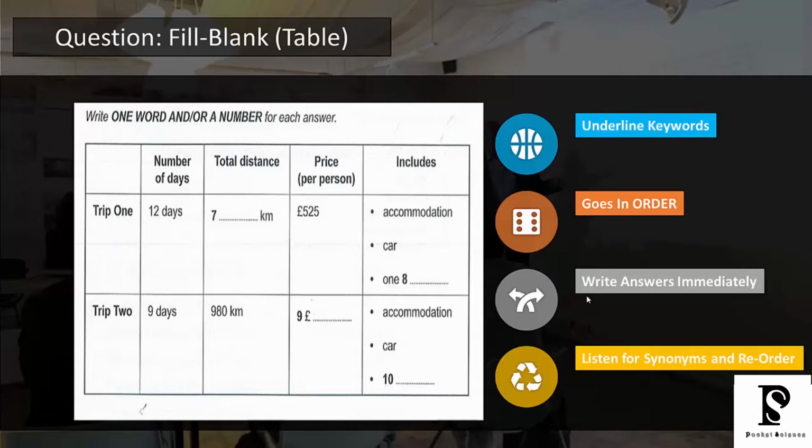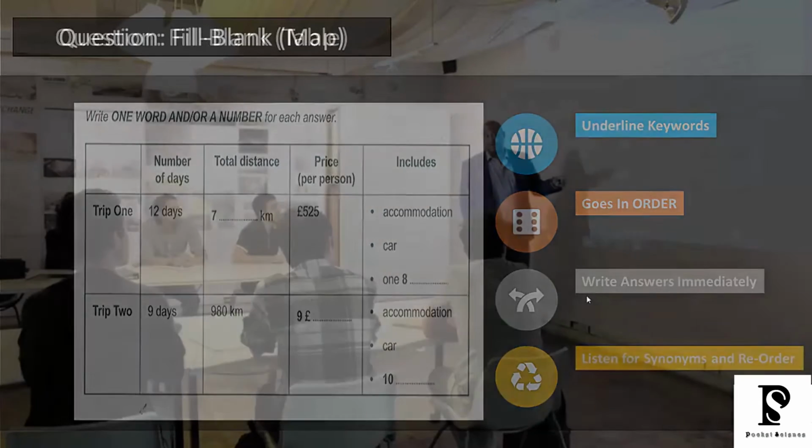It's a table here, but it goes in order. Like all fill in the blank questions, it goes in order. You want to write your answers immediately and listen for synonyms or possible reordering of the sentence. But here, like in this one, there are no sentences on the table, right? This one is very, very straightforward. And this one that you're looking at right now is probably from section 1.